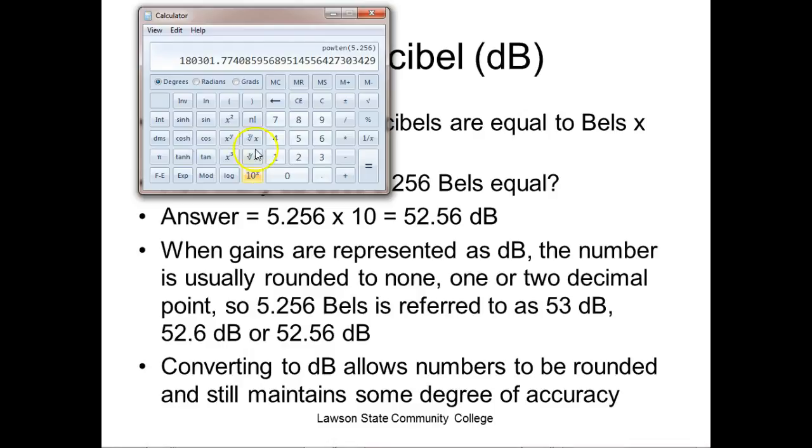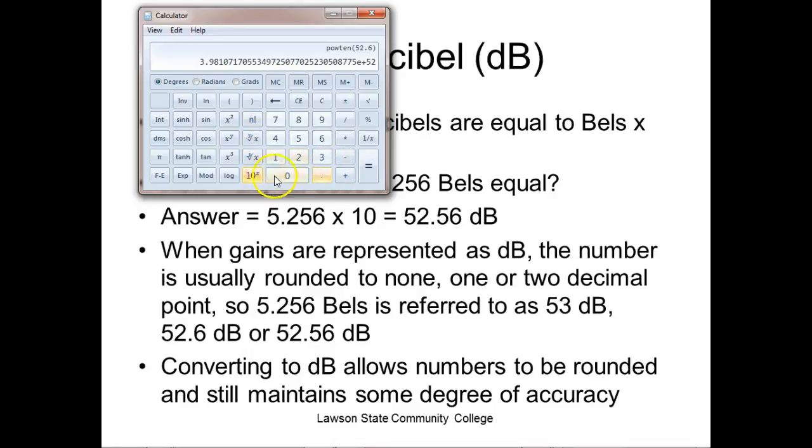Okay, but let's say, and so if I hit this key, it comes up to be that. Well, what if I read in something and I say it's 52.6 dB? And if I hit that key right there, that's screwed. That's not the number. Okay, you understand that?